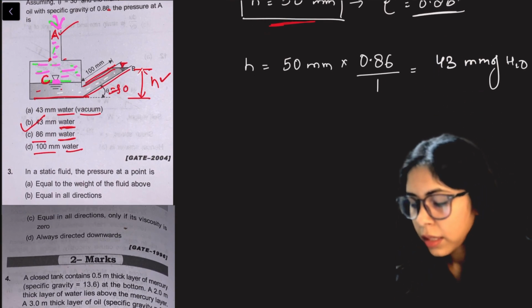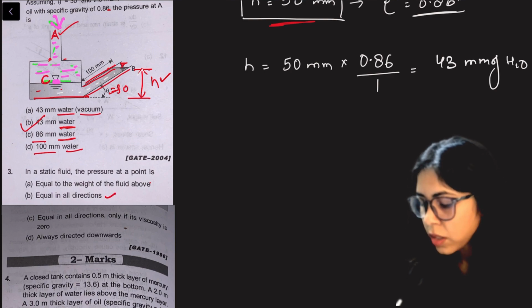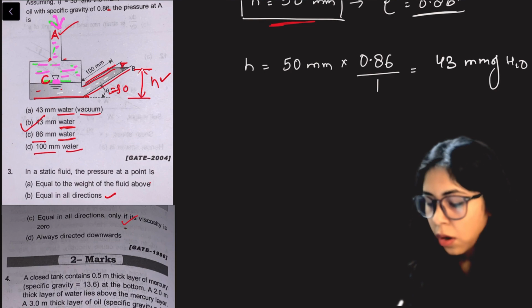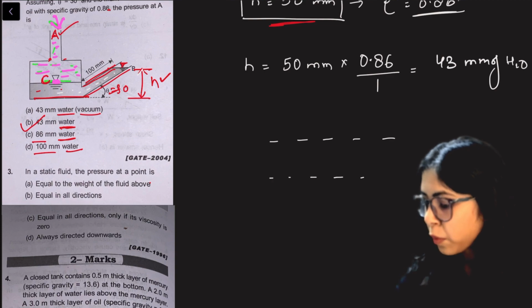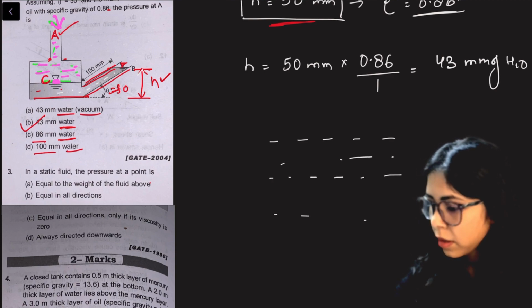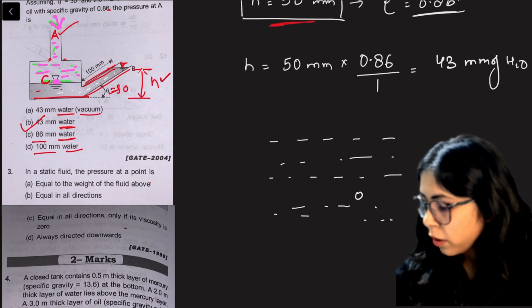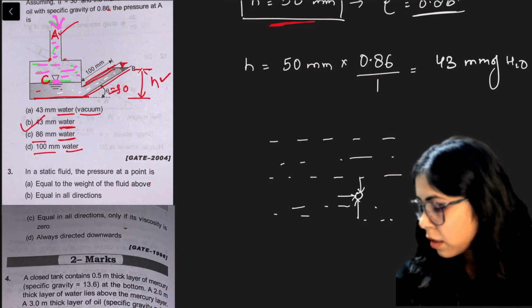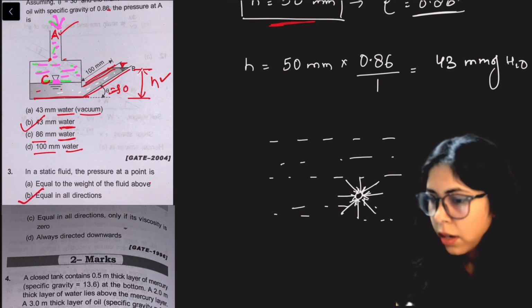In a static fluid, the pressure at a point is equal to the weight of the fluid above, equal in all directions only if the viscosity is 0, always directed toward and downwards. So see, we have seen that any liquid, if the fluid is static, there is no movement. Static means no movement in the fluid. So if the fluid is static, the pressure on the fluid molecule will be equal in all directions.